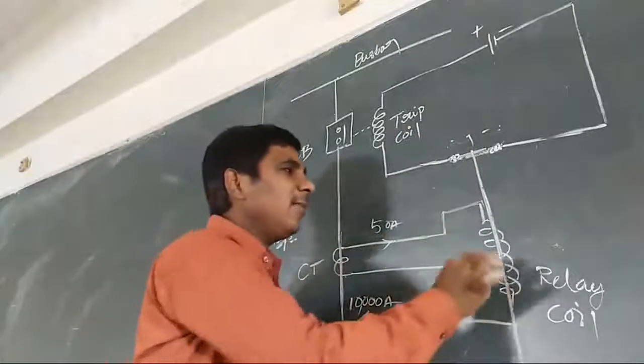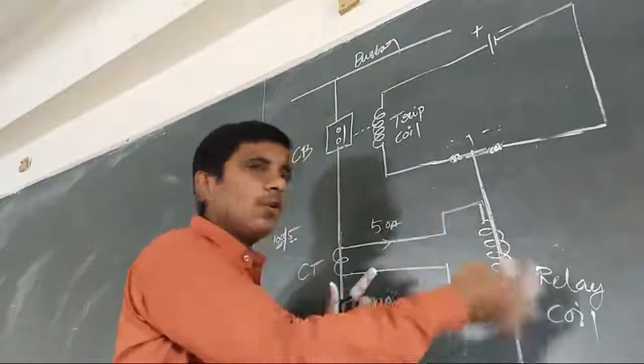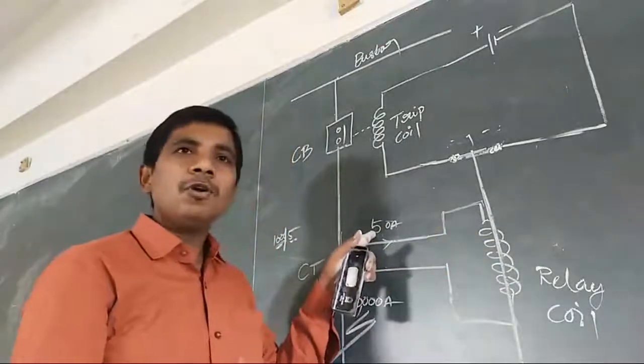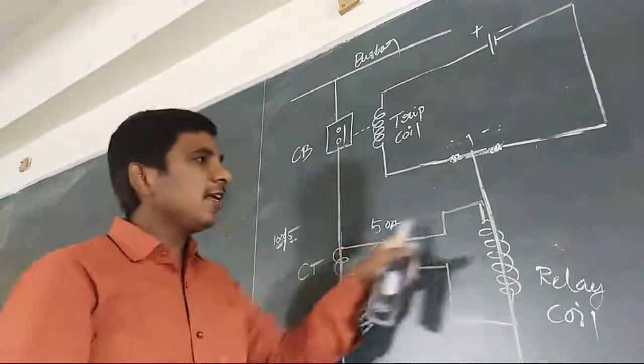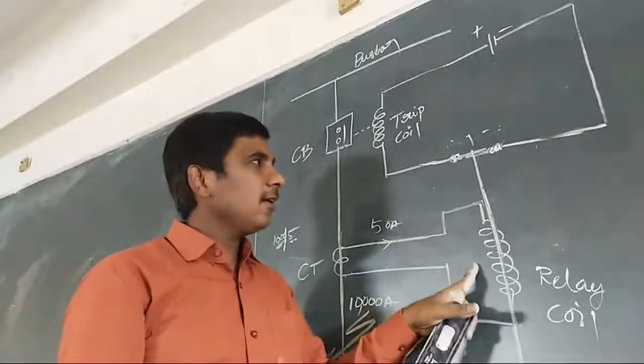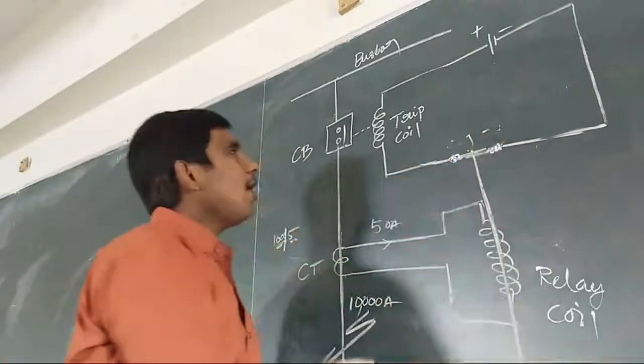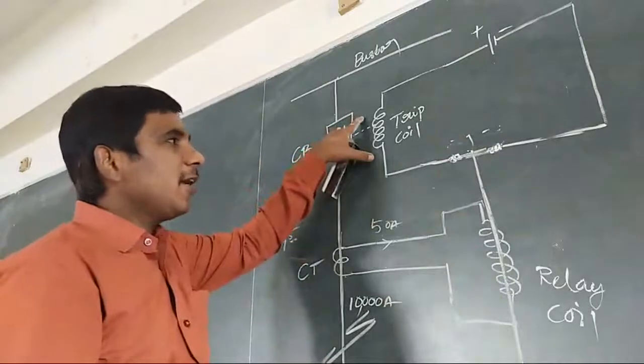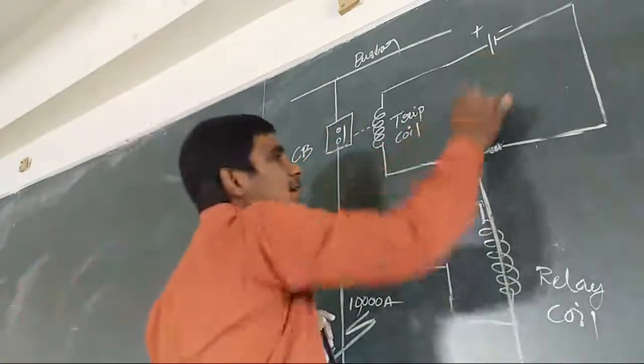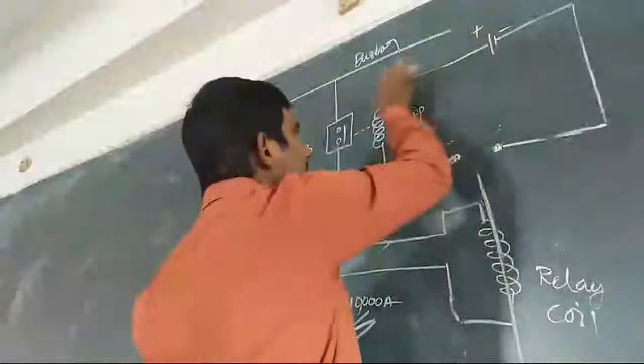More magnetic field will be created in the relay coil. It is a coil, so more magnetic flux will be created due to more current. Because of the fault only, more current will flow in the relay coil. This moves the plunger downwards. After that, the trip coil will be energized, because previously minus was not connected. Plus is connected to the trip coil.